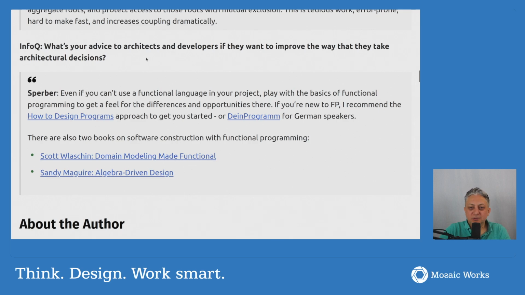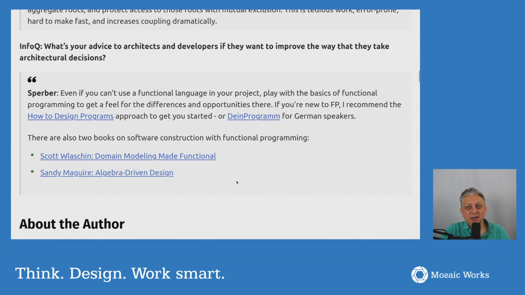What's your advice to architects and developers if they want to improve the way that they take architectural decisions? Even if you can't use a functional language in your project, play with the basics of functional programming to get a feel for the differences and opportunities here. If you are new to functional programming, I recommend the How to Design Programs approach to get you started. Okay. And there are some other books, Domain Modeling Made Functional and Algebra-Driven Design.